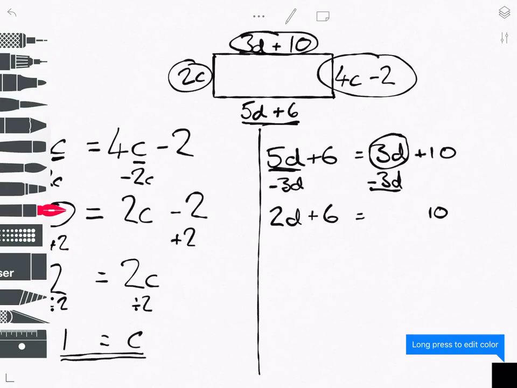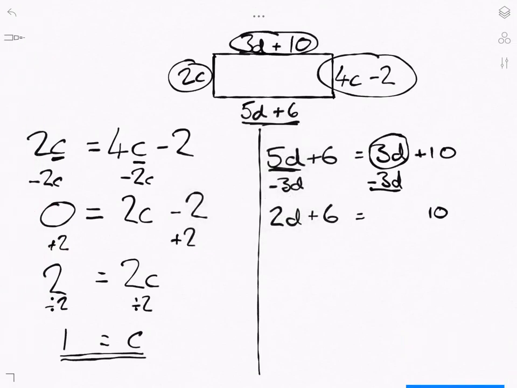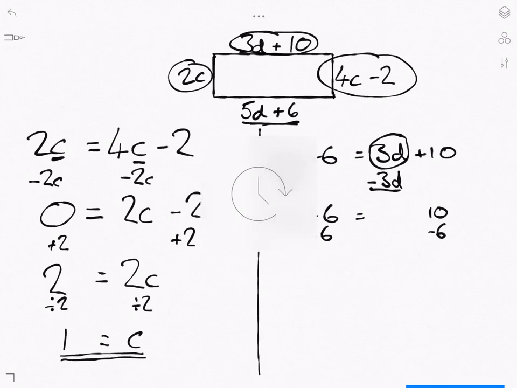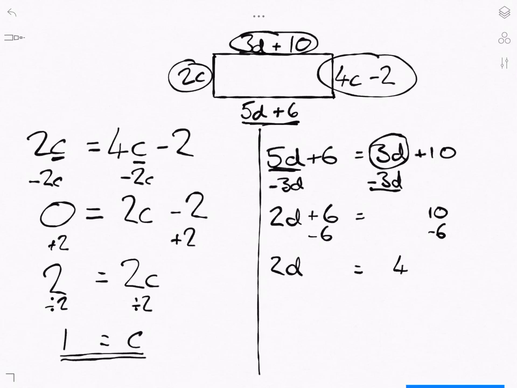Okay. So now we're back to the simple equations we had at the start again. So I'm going to minus this 6 from both sides. We get 2d equal to 4. And then 2 times d is 4, so we divide by 2, both sides again. And d equals 2. And that's our solution. So we got 1 is equal to c, or c is equal to 1, and d is equal to 2. Okay.